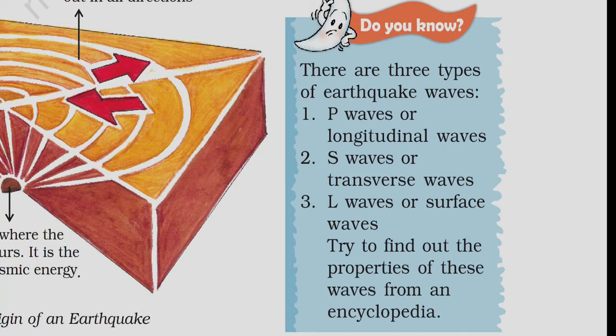So the earthquake waves are mainly divided into three types. They are P waves, S waves and L waves. P means longitudinal wave, S means transverse wave, L means surface wave. Okay, that's all.